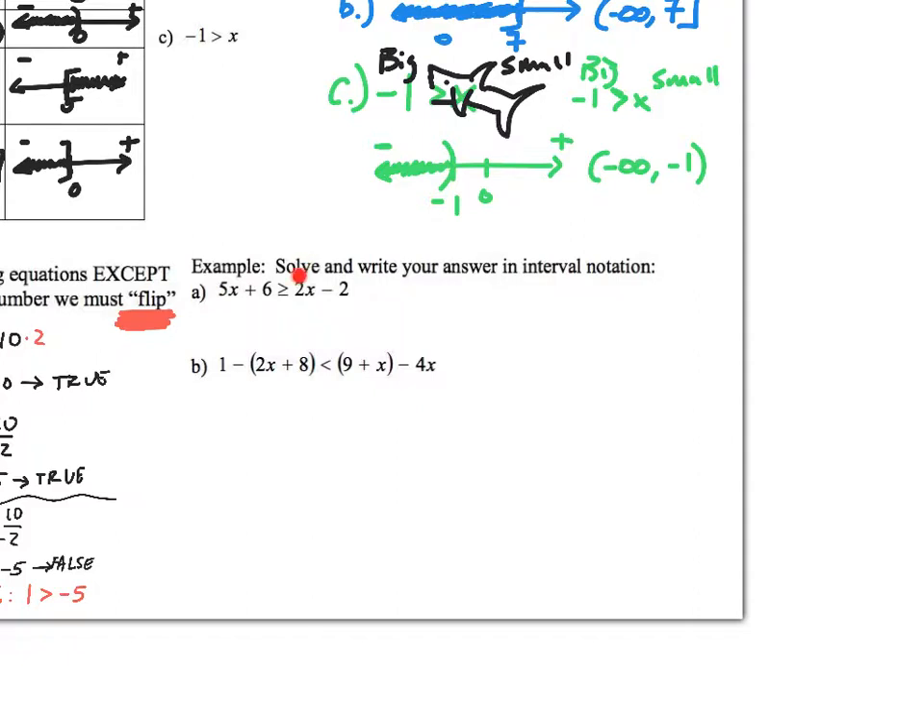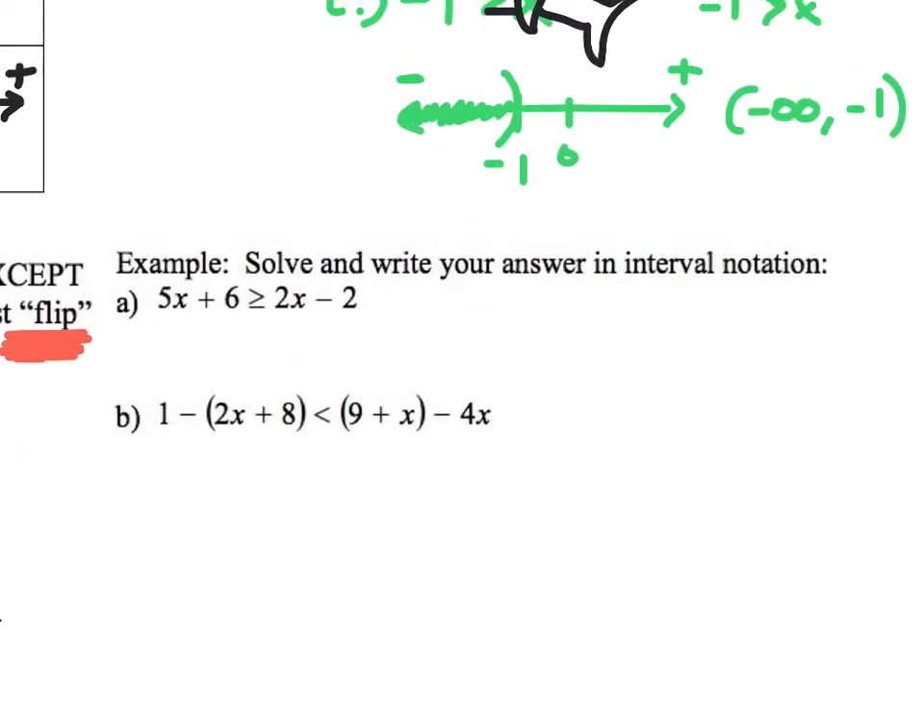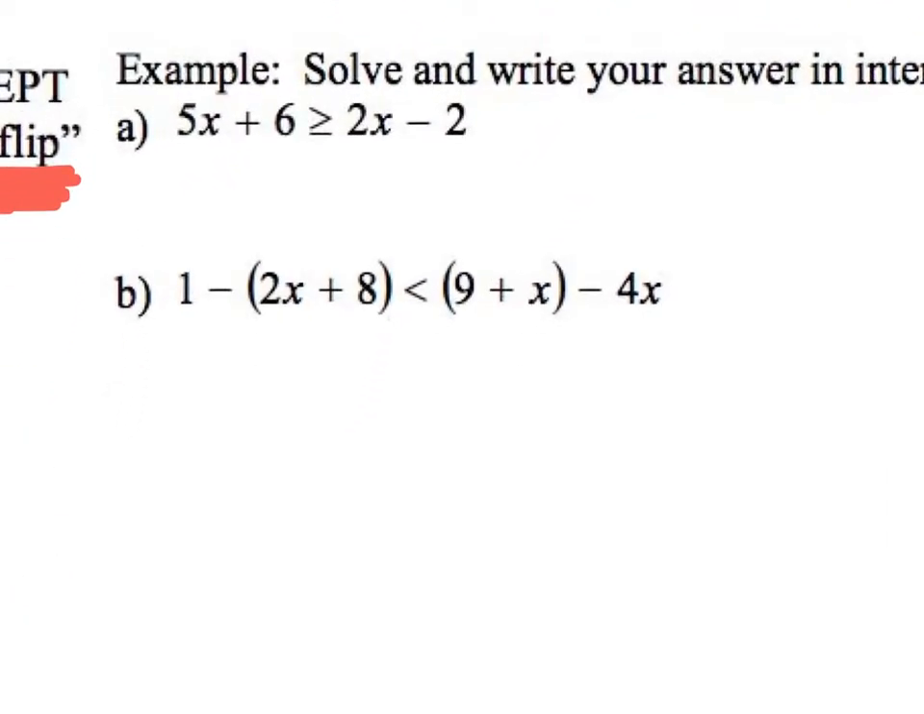And what I'm going to do is solve these. I'm going to write my answer in interval notation, like I see up here. Let's take a look at part A, and let me write this down here because I don't have much room. Part A: 5x + 6 ≥ 2x - 2.